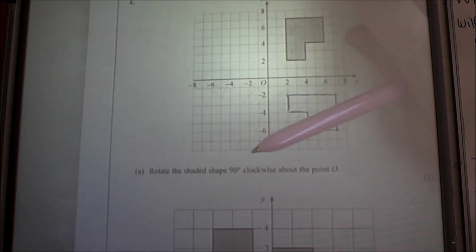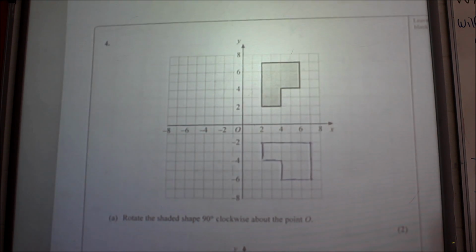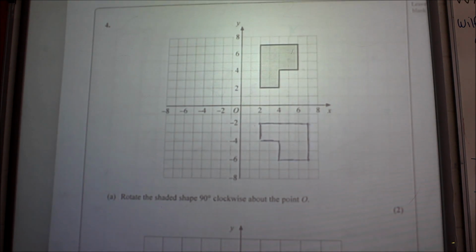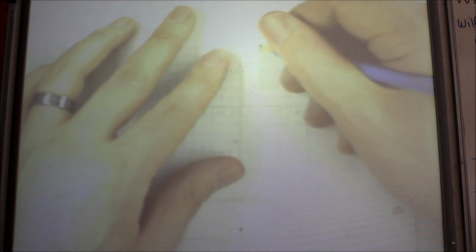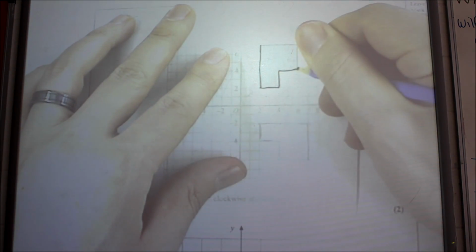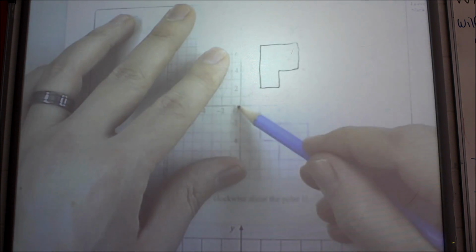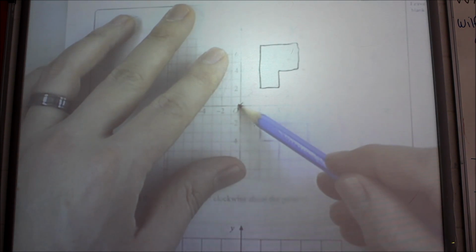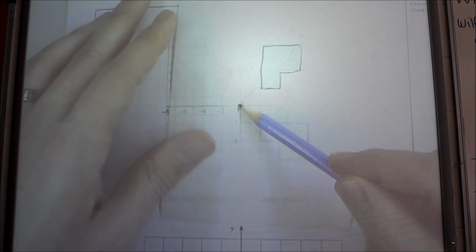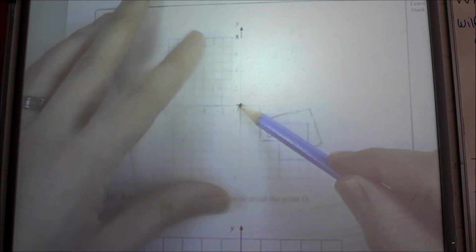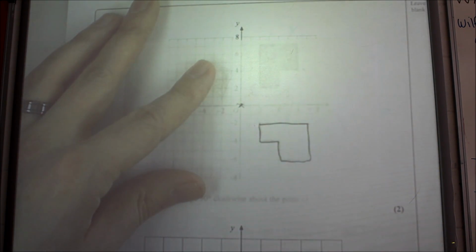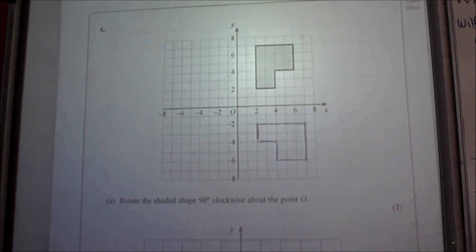Question number 4. Rotate the shaded shape 90 degrees clockwise around point O. Again, I'd suggest using tracing paper for this. Draw around it. Point O is there, so put your pencil there and then just spin it. It was 90 degrees clockwise. So there you go. So that's where you can see where I got my answer from. So it maps straight there.